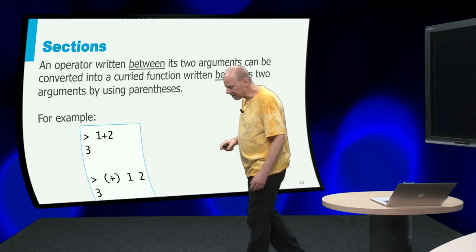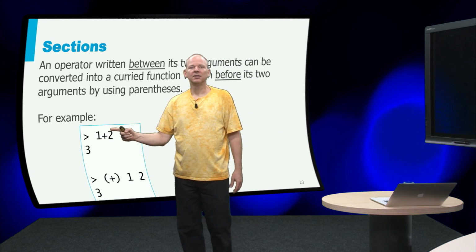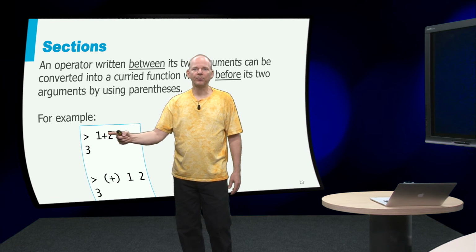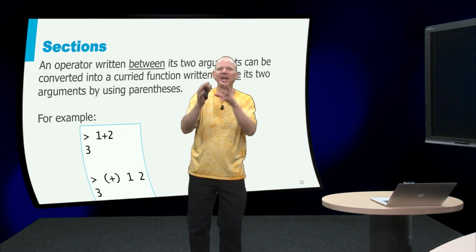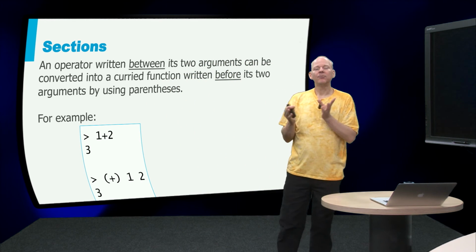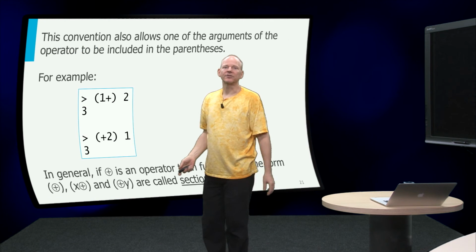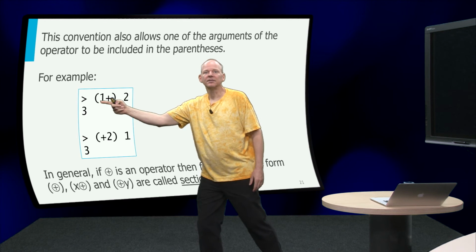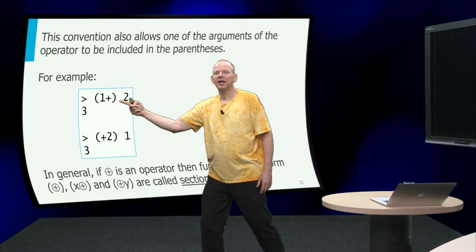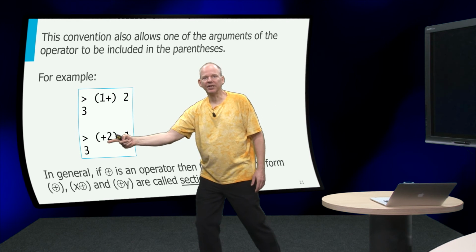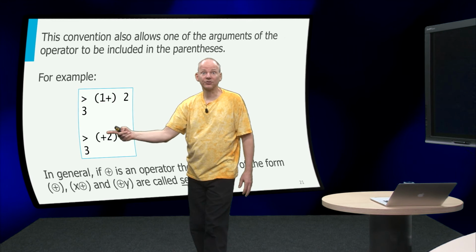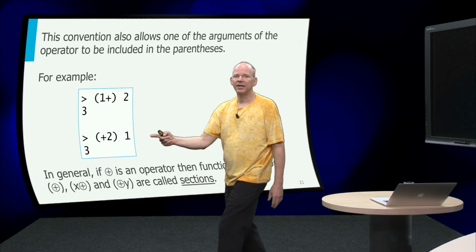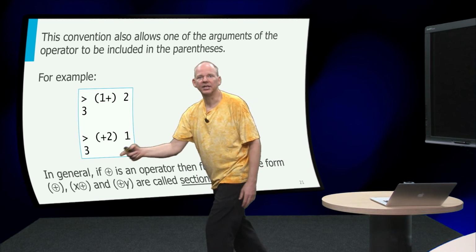Now this is a nice trick, because we can also write paren 1 plus, and we can do paren plus 2. So we can partially apply plus by putting parens around the plus. Here we see we can do 1 plus, which is a function that expects a second argument and will add 1 to it. And here we have the section plus 2, which is a function that expects a value here and then adds it to it. So this is 1 plus 2 equals 3.